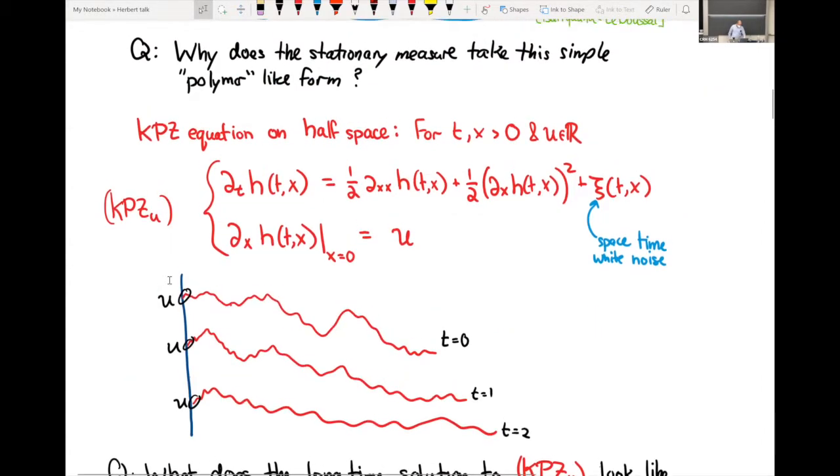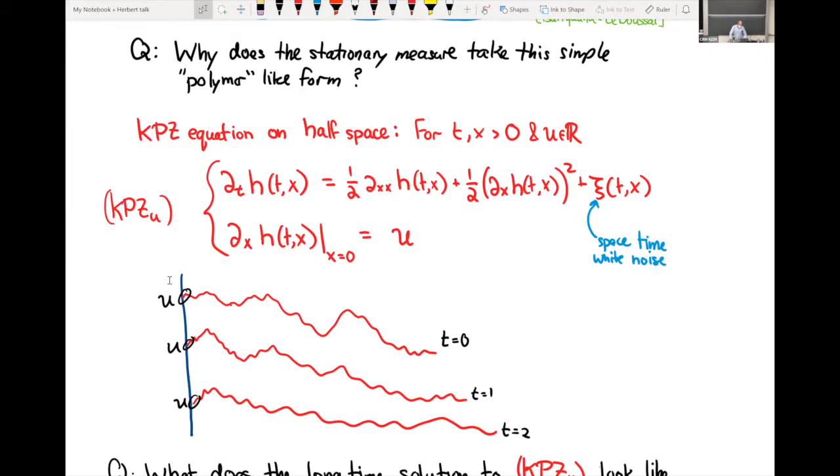KPZ on a half space is exactly what you would expect. You take the KPZ on a bounded interval, you take one endpoint to infinity. So now you only have one boundary condition at 0. Okay. Now, of course, since you've taken the other boundary to infinity, there might be some interesting things. How does stuff at infinity affect what you see around 0? And we'll see that, in fact, there's a very interesting phase diagram associated to this equation.